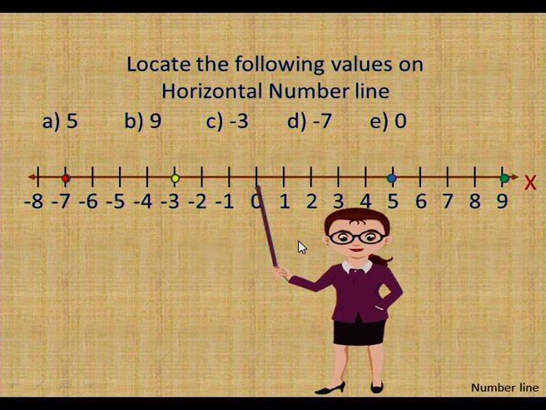Now, one more number is left out, that is 0, where is it? In the middle of it. So, she is showing you that it is a white dot.